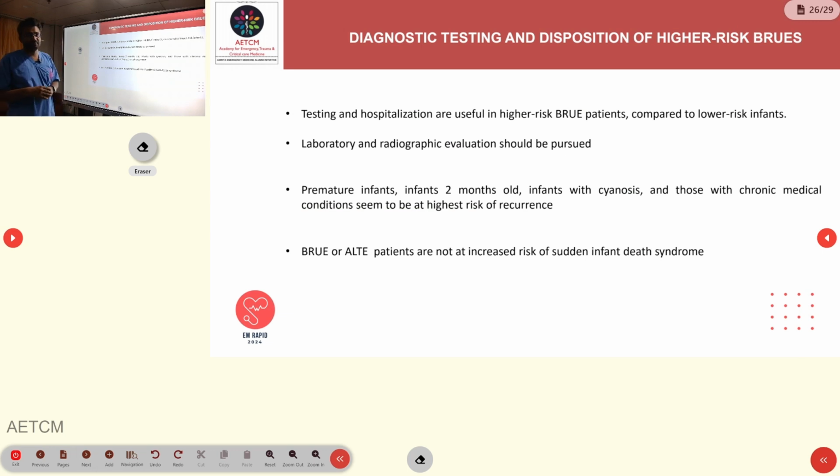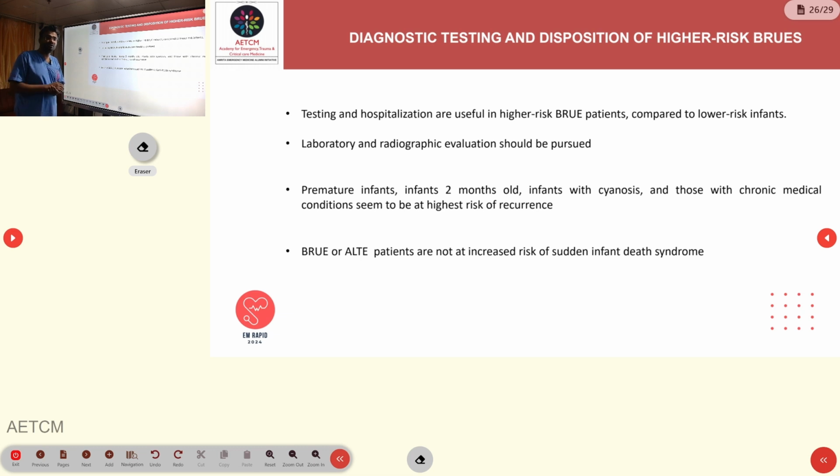So, the other one is the diagnosis and treatment of the high risk category patients. The high risk category patients should be admitted, and these patients should be evaluated thoroughly, including laboratory and radiological evaluation. And for the same, premature infants, infants less than 2 months old, infants with cyanosis, and those with chronic medical conditions have the highest risk of recurrence, and they should be closely monitored.